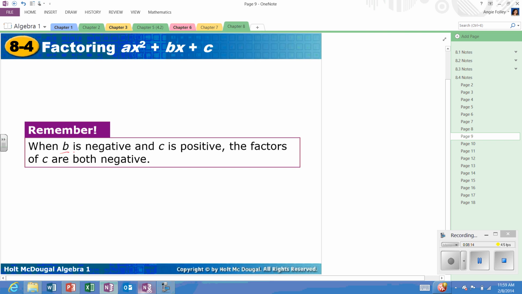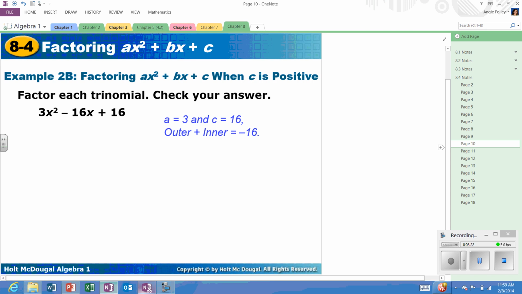Remember, when b is negative, so the middle term is negative, and c is positive, the factors have to both be negative. So if this is positive, we know it needs to be the same sign, but if this is negative, those signs are both negative. Okay, so we know we're going to need the same sign in between, so I can already put those in.